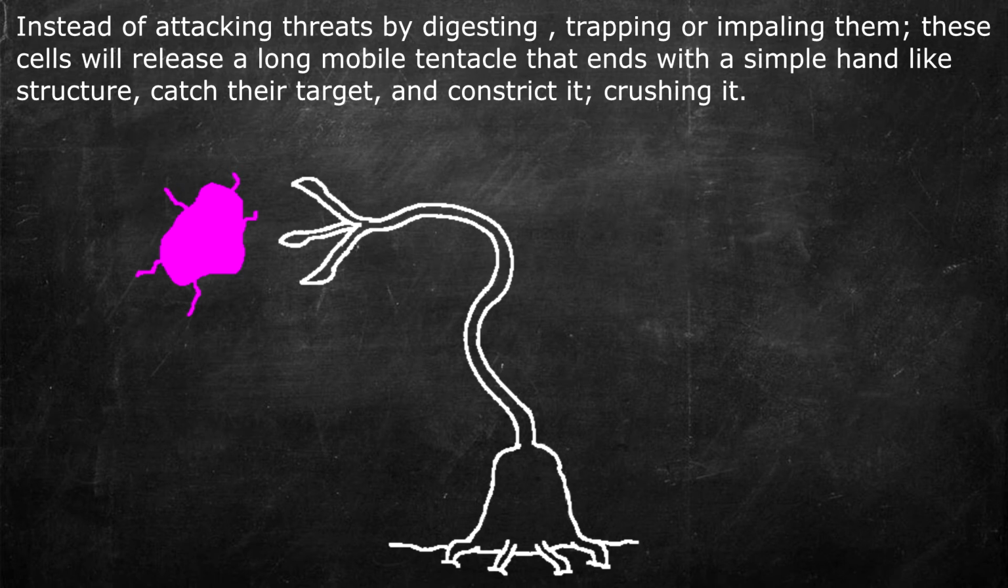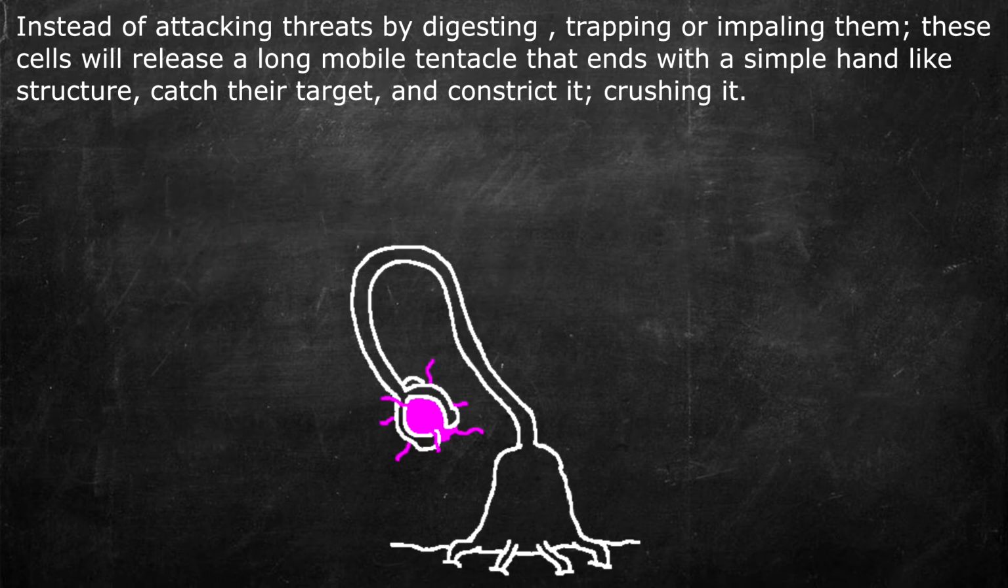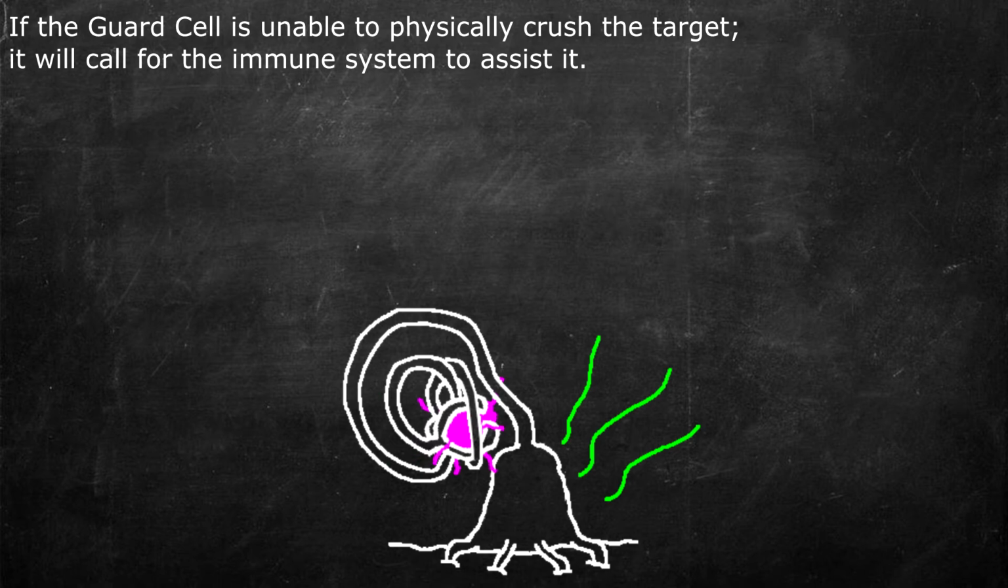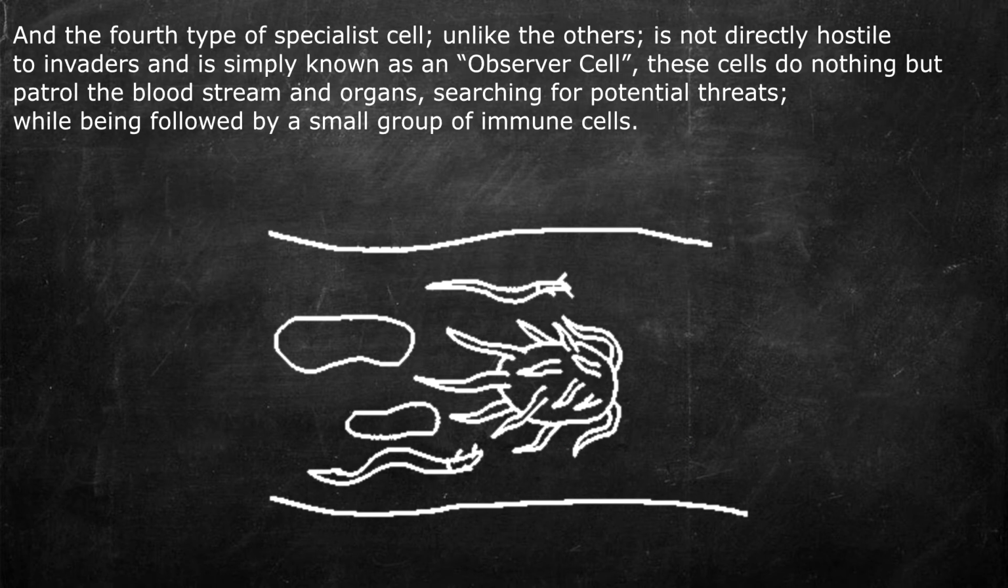Instead of attacking threats by digesting, trapping, or impaling them, these cells will release a long, mobile tentacle that ends with a simple hand-like structure to catch their target, constrict it, crushing it. If the guard cell is unable to physically crush the target, it will call for the immune system to assist it. And the fourth type of specialist cell, like the others, is not directly hostile to invaders and is simply known as an observer cell.